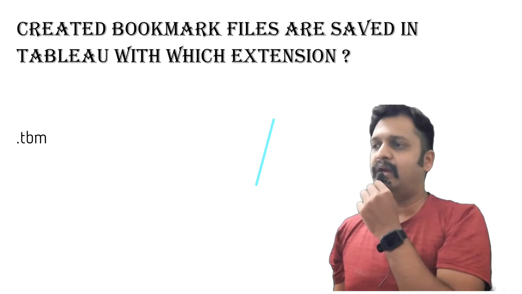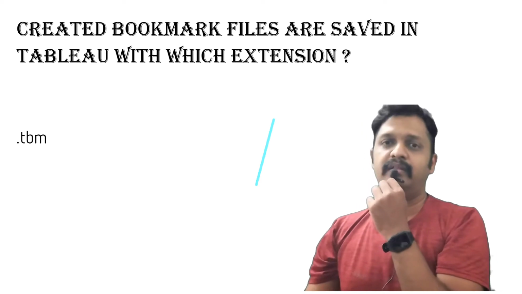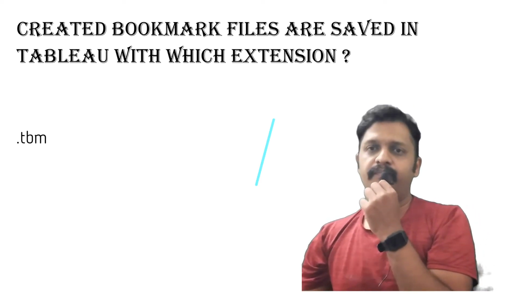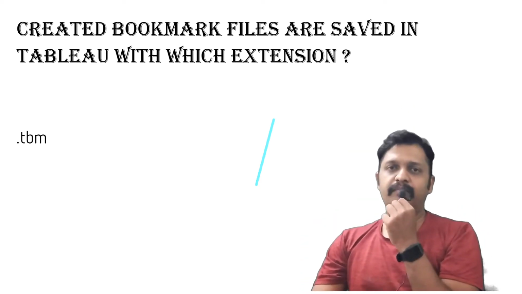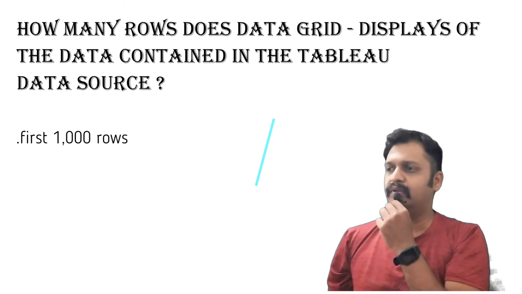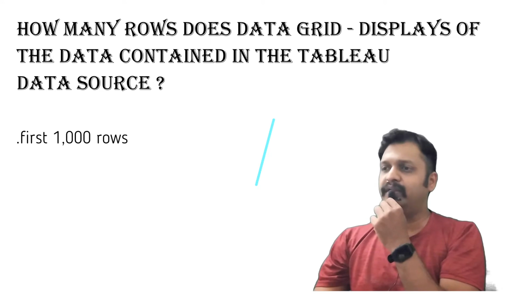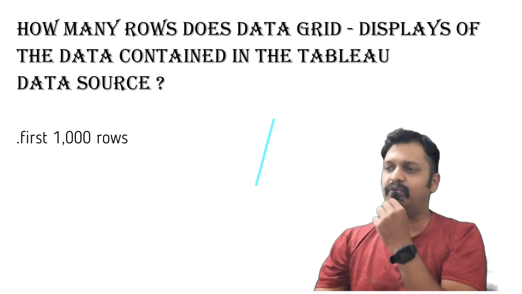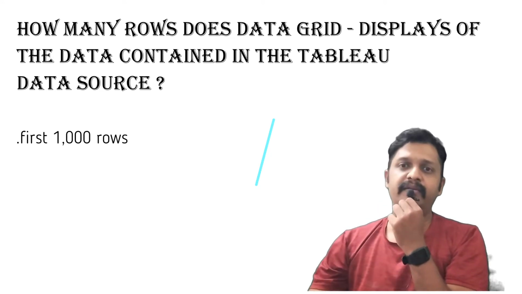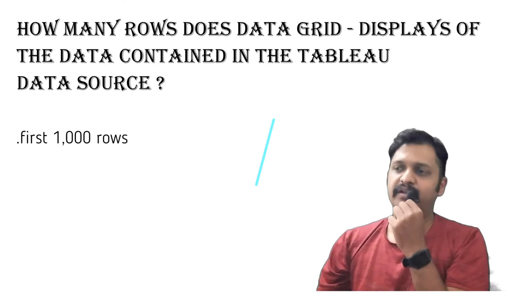Next question. Created bookmark files are saved in Tableau with which extension? The extension is .tbm. .tbm, like BM stands for bookmarks. Next question. How many rows does the data grid display of the data contained in the Tableau data source? The data grid displays the first 1000 rows of the data contained in a Tableau data source.